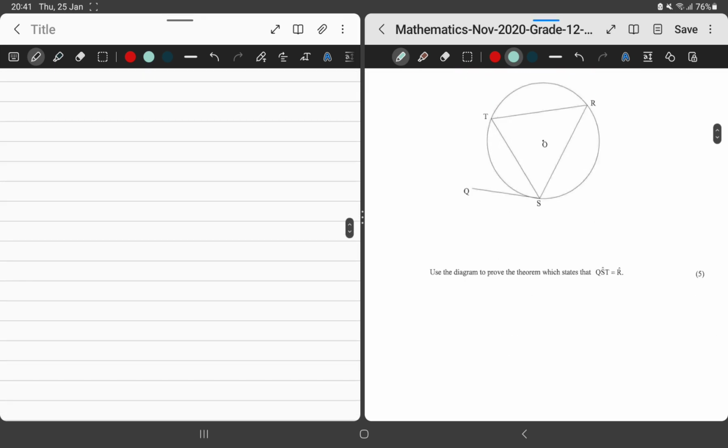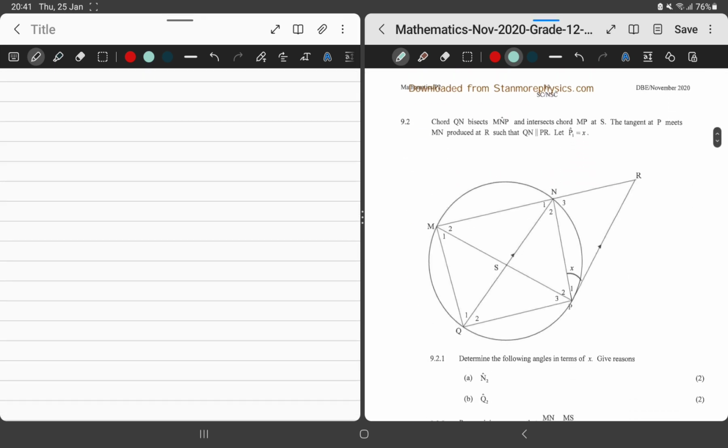Question 9.1 is a proof, and then 9.2. Chord QN bisects angle MNP, so this angle is equal to that angle. This angle is equal to that one. And it intersects chord MP at S.